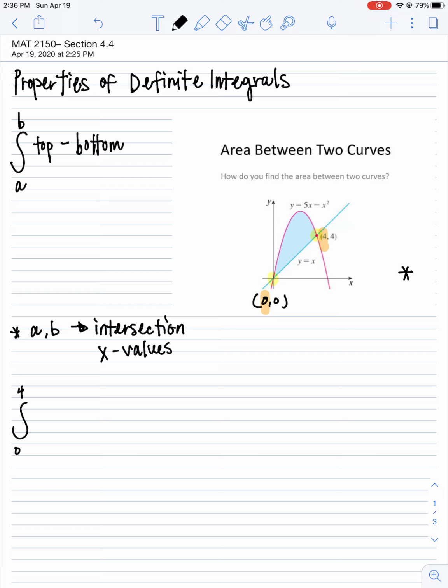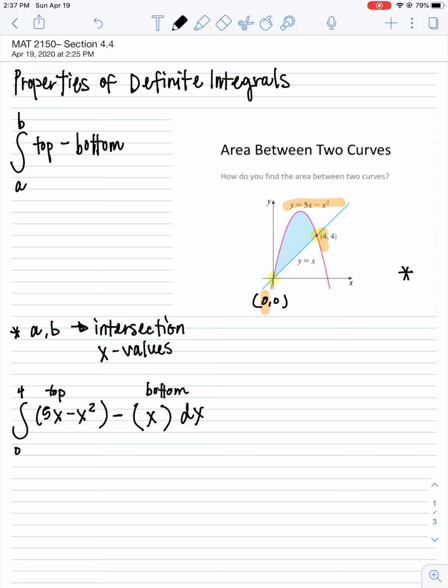The top function is the curve. It's the pink function over here. And the curve is 5x minus x squared. And so we're going to start with 5x minus x squared. That's the top. Subtract the bottom. The bottom is simply just x. And of course, with respect to x.